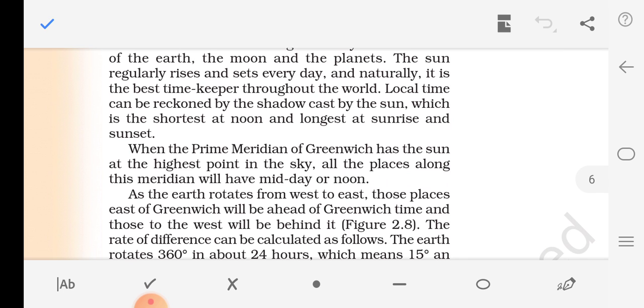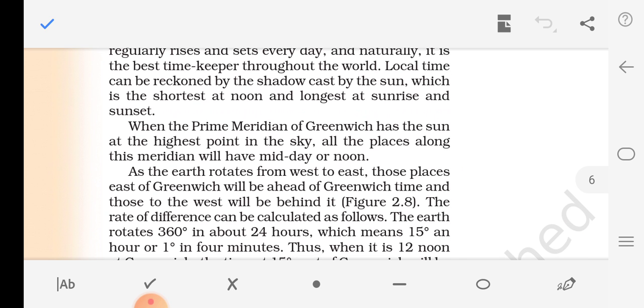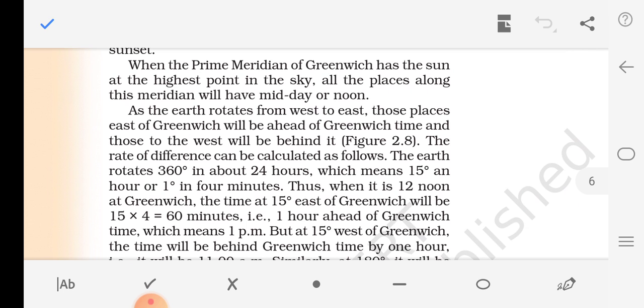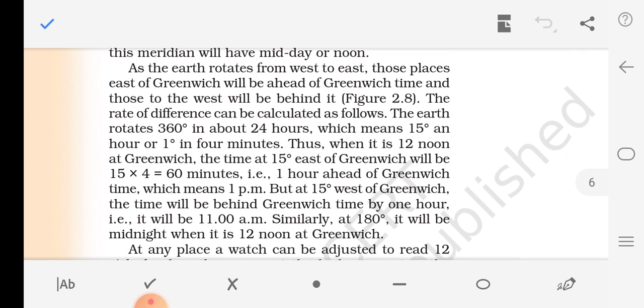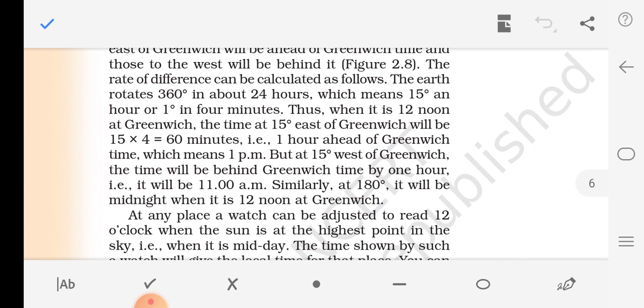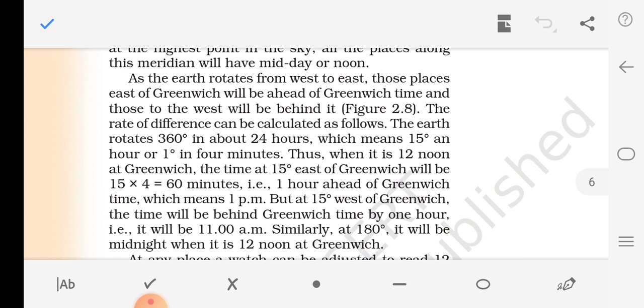Local time is reckoned by the shadow cast by the sun, which is the shortest at noon and longest at sunrise and sunset. When the prime meridian of Greenwich has the sun at the highest point in the sky, all the places along this meridian will have midday or noon. As the earth rotates from the west to east, those places east of Greenwich will be ahead of Greenwich time, and those to the west will be behind it.